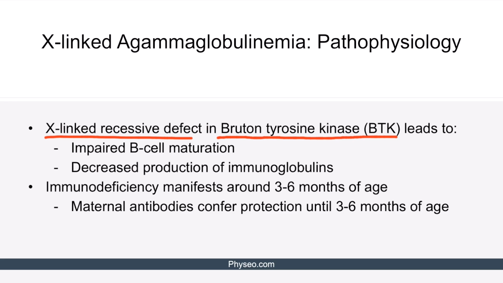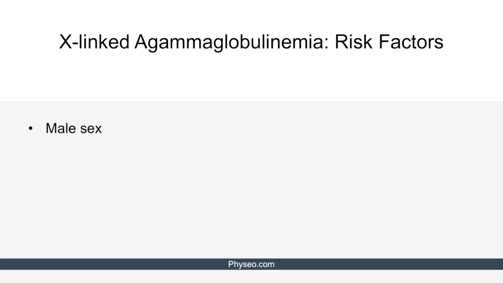Importantly, most symptoms of X-linked agammaglobulinemia first manifest around 3 to 6 months of age. This is because maternal antibodies confer immunologic protection up until about 3 to 6 months of age. The primary risk factor for X-linked agammaglobulinemia is male sex, as this condition has an X-linked recessive inheritance pattern.